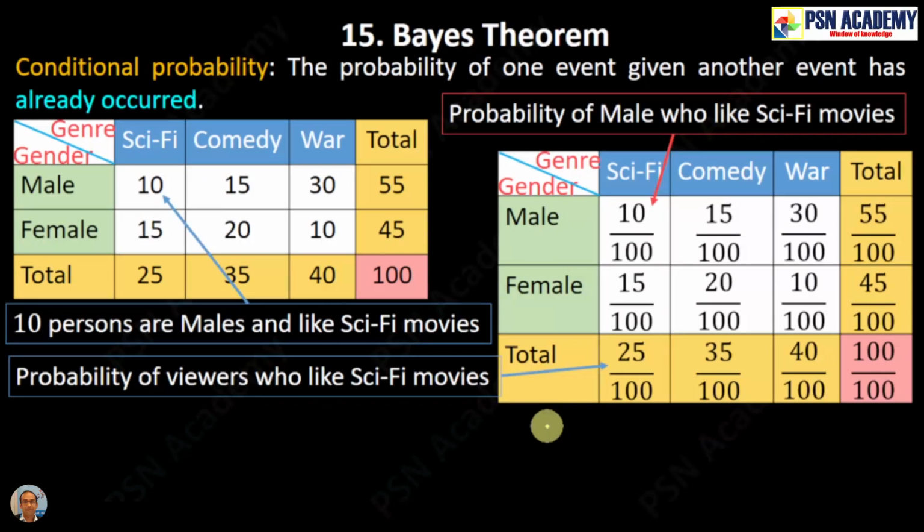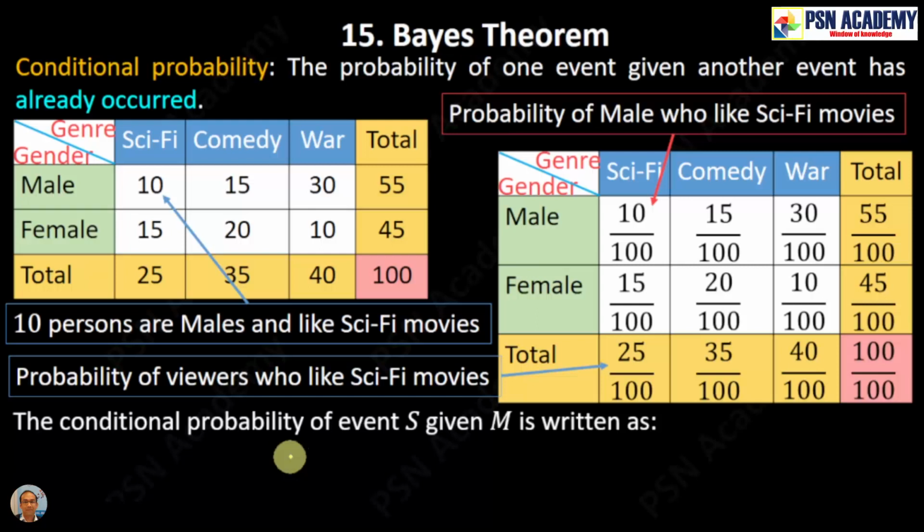Next, we go for conditional probability. Now, this probability also deals with two events. One event will occur first, and then the other event will occur. So, the conditional probability of event S, that means you are looking for sci-fi movie viewers, given M, meaning males. That means you collect male viewers in one place, and then you try to find out among those males who are those who like sci-fi movies. So, here the M event has occurred. After that, you are trying to find out the probability of the event S, that is sci-fi.